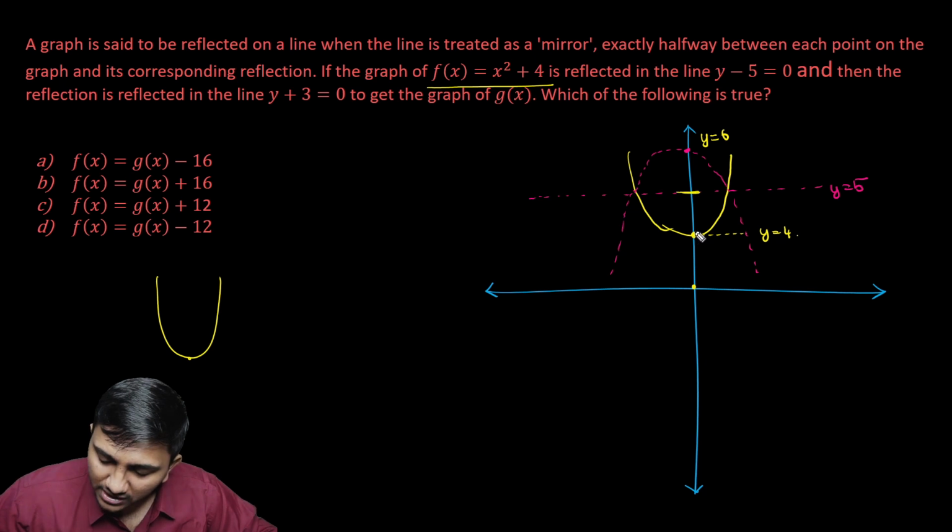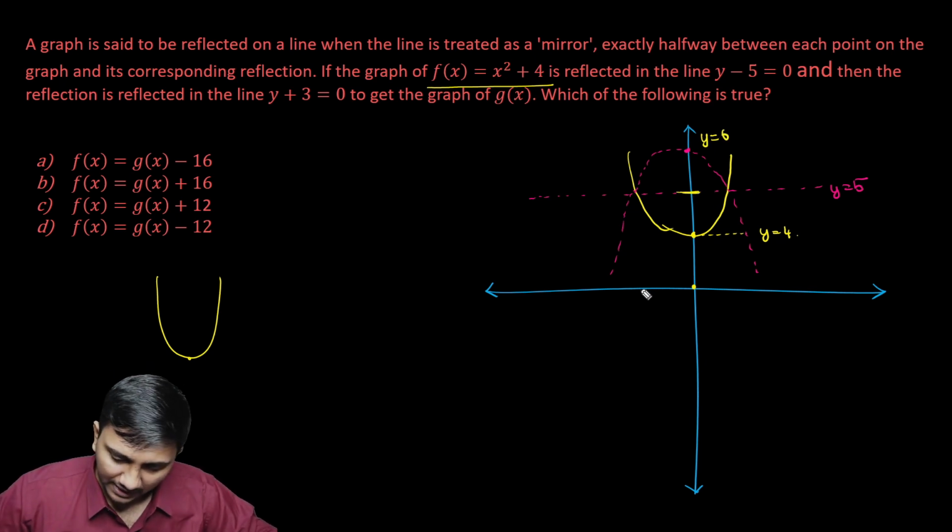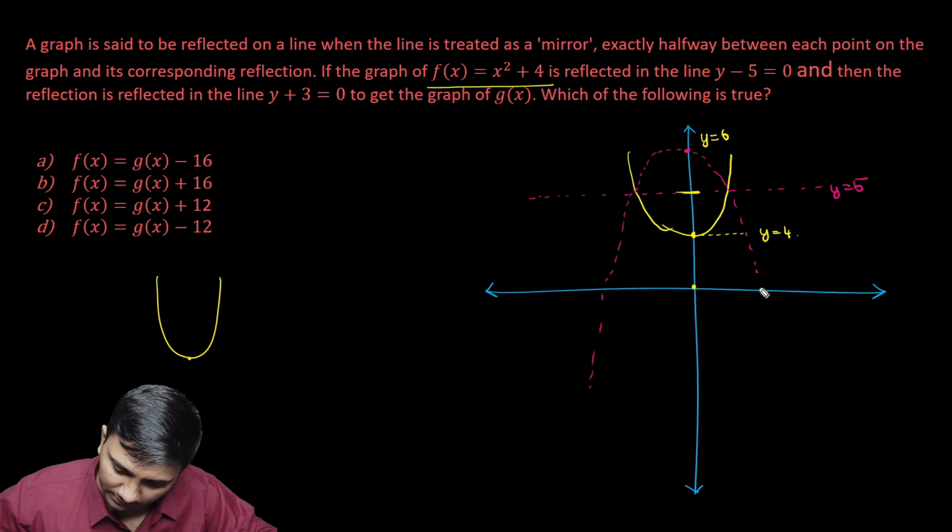So as the original graph's bottommost point is 1 unit away from the mirror, the reflected graph will be 1 unit away from the mirror as well. So that should be y is equal to 6. Great. So this graph is going to go down like this.